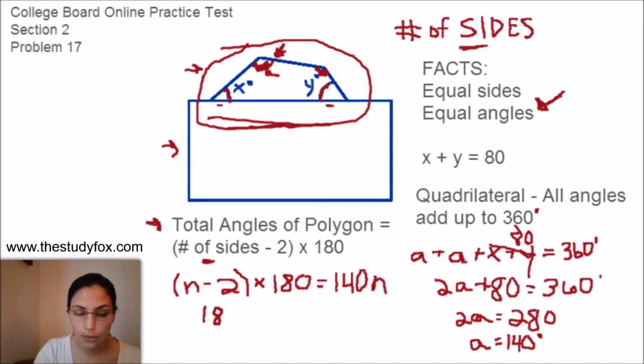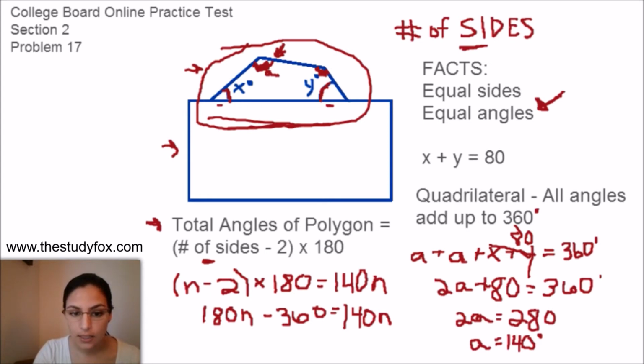180n, because we're going to distribute the 180, minus 2 times 180, which is 360, equals 140n. And if we subtract 140n from both sides, we'll get 40n on this side. And then we're going to add 360 to both sides. So 40n equals 360. And if we divide 360 by 40, we'll get 9.